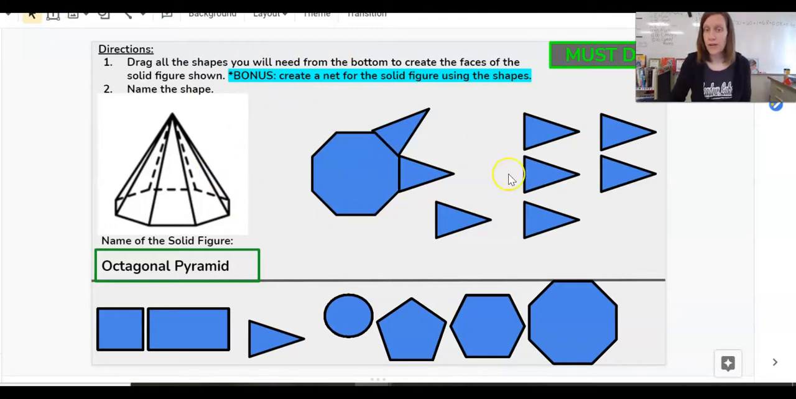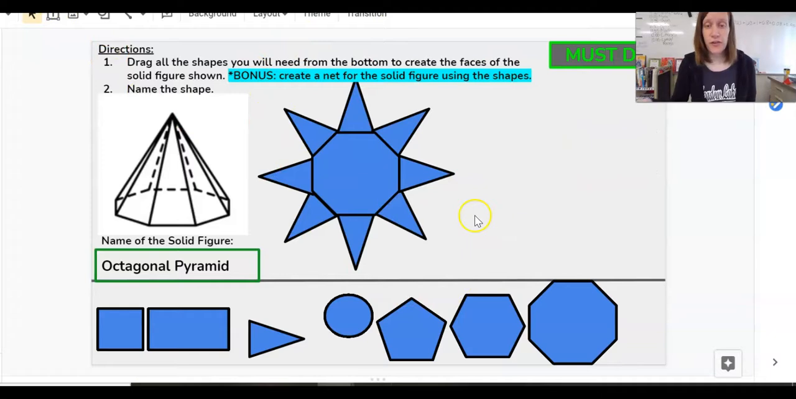But I'm going to pause the video and I'm going to do it really quick to show you what it would look like. So this is what it's going to look like if you do the bonus. You would drag them so that if you were to fold those shapes together, it would make the shape. Remember, this is bonus. All you actually need to do for the credit on this is name the shape and also bring all of the sides that would make the faces of the solid figure.